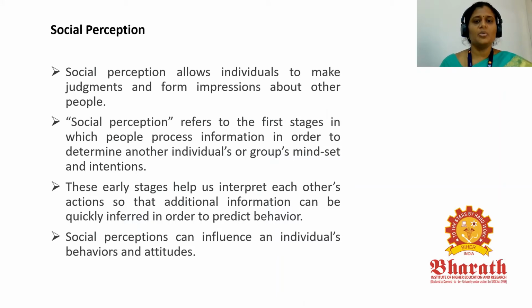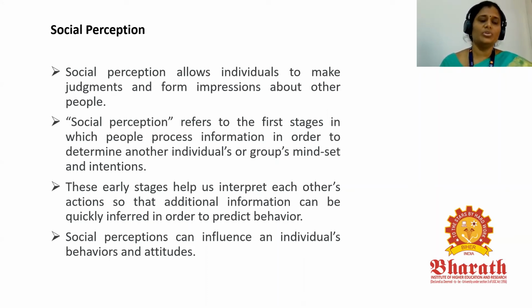It studies how individuals make judgments and form impressions about other people. Social perception refers to the first stage in which people process information in order to determine another individual's or group's mindset and intentions. These early stages help us interpret each other's actions so that additional information can be quickly inferred in order to predict behavior. So this is the stage when we decide our friends and others.